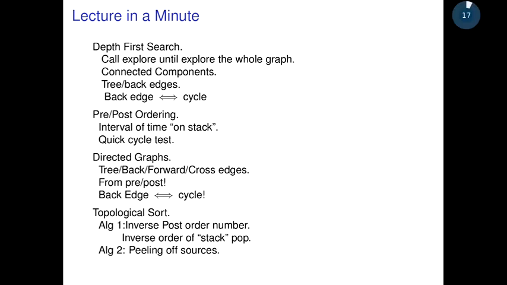And there's two algorithms. One is going to be based on this post order thing, which is basically the time you're popped off the stack. And another algorithm is peeling off the sources. And we'll discuss that. A source for a directed graph is a vertex that has no in degree. Okay? So that was the lecture, so you understand completely, right? Okay, so hopefully by the end you will.